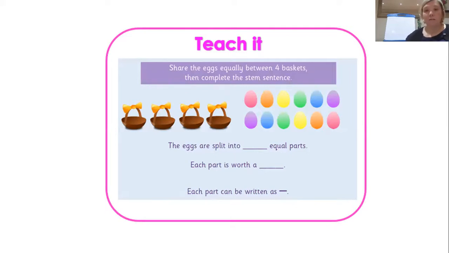Now, the first thing to know is, how many Skittles do I need? How many things am I sharing equally? Let's have a count. So we've got 12 things to share equally. Okay, let's have a look at what I did in my video.